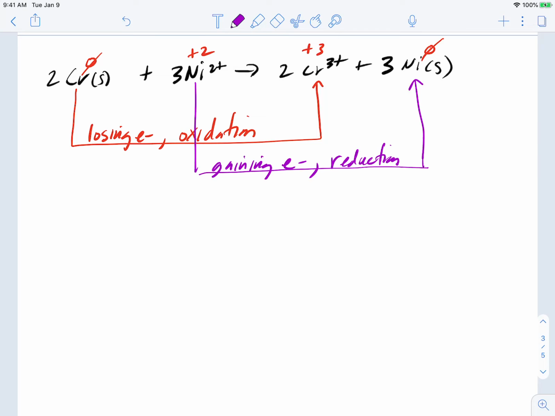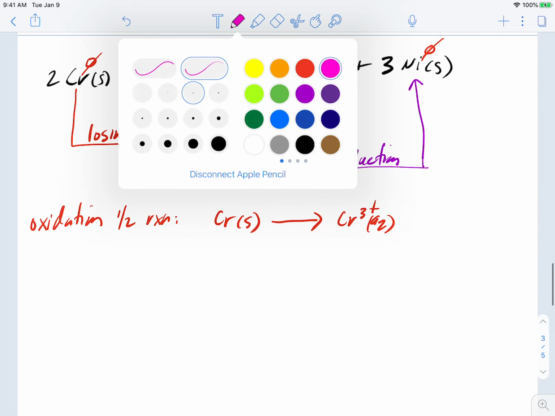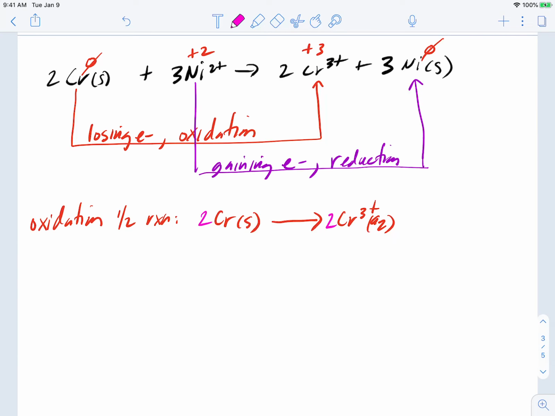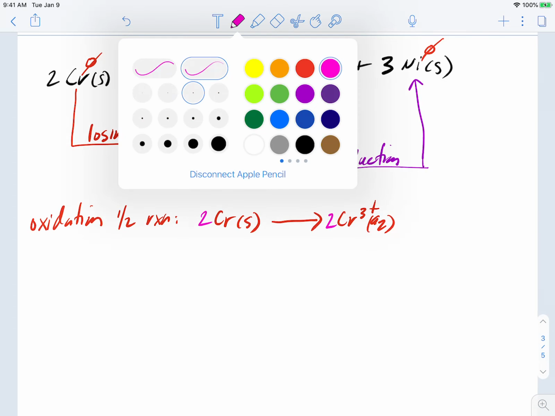Okay. So we can write these in half reactions. The oxidation half reaction is going to be your reactants, Cr solid, going to our products, Cr3+. Now, do you need to include the coefficients? Do I need to put a 2 here and a 2 here? Not necessarily. There are reasons for and against it, but for a half reaction, we're really just looking at the charge changing and the number of electrons. I'll show you why in a sec, where that might be helpful.